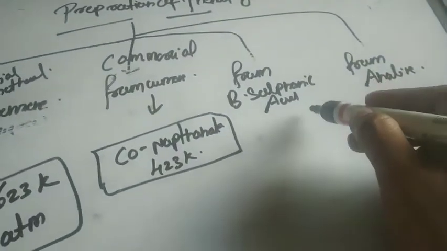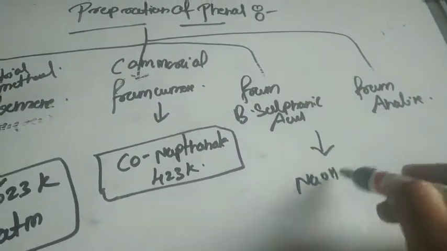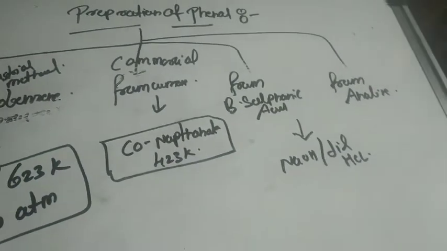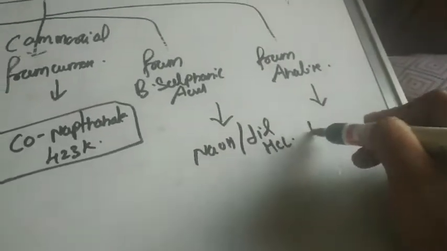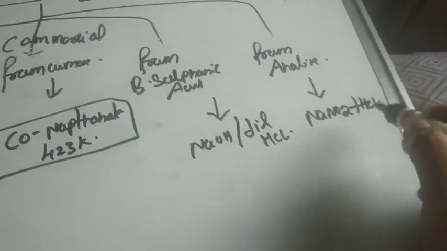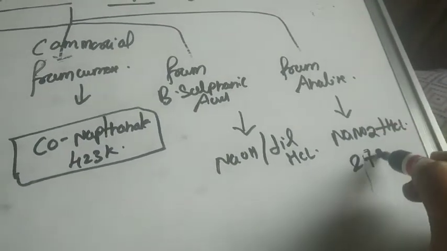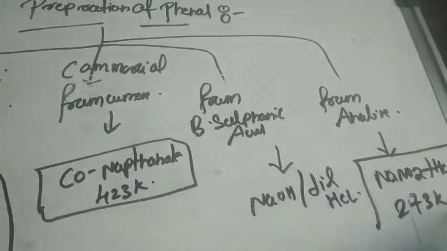Then let's come to benzene sulfonic acid. Here the condition is NaOH and dilute HCl. Dilute HCl and NaOH we are using. Then from aniline, NaNO2 plus HCl, then 273 Kelvin. This is the reaction condition.